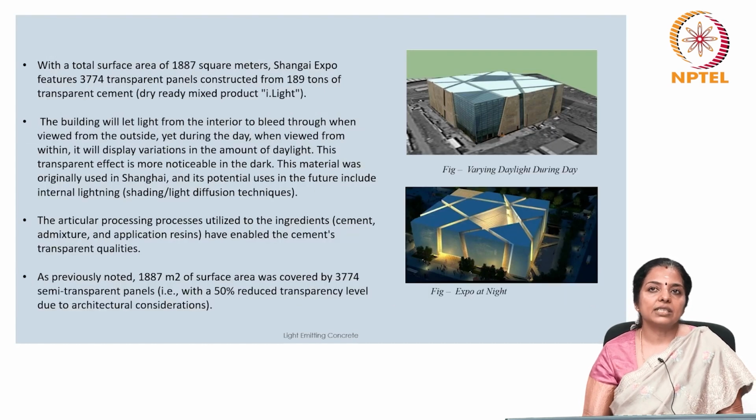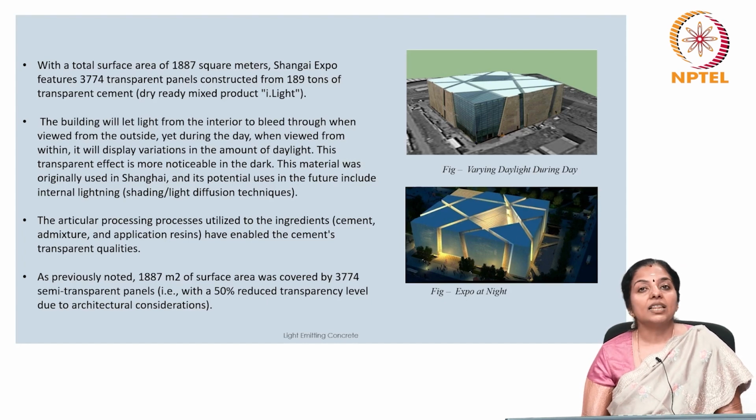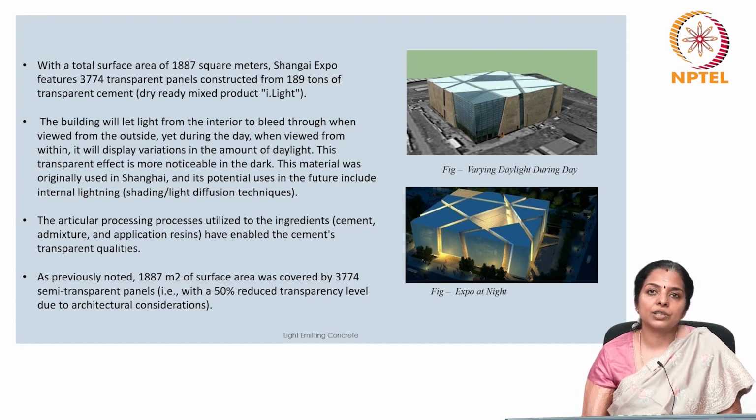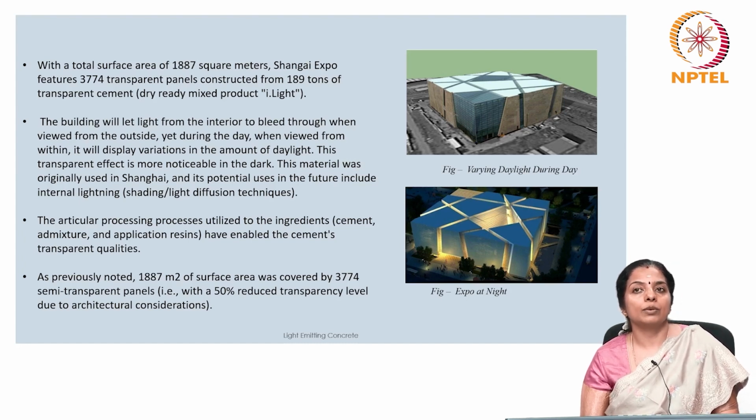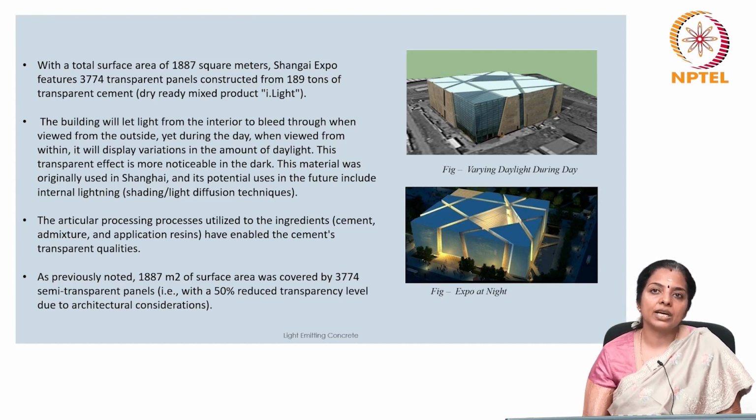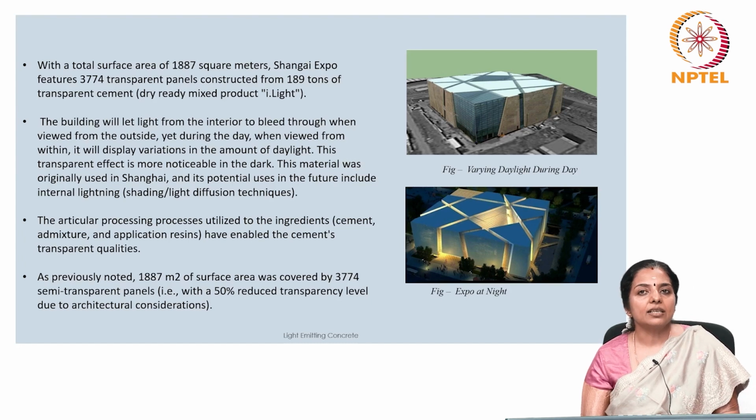Now, with a total surface area of 1887 square meters, the Shanghai Expo features 3,774 transparent panels constructed from 189 tons of transparent cement, which is a dry ready mixed product. The building will let light from the interior bleed through when viewed from the outside. Yet during the day, when viewed from within, it will display variations in the amount of daylight. The transparent effect is more noticeable in the dark.